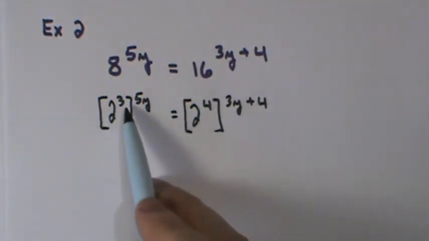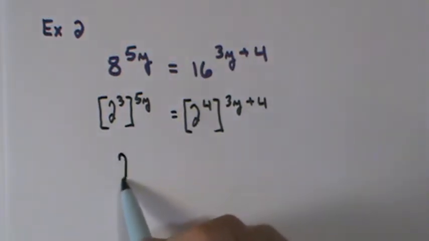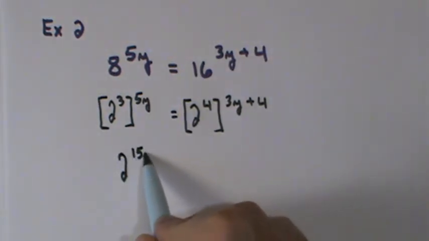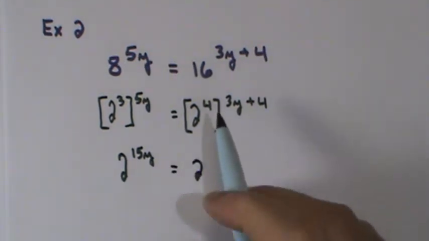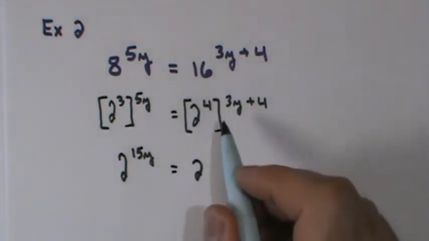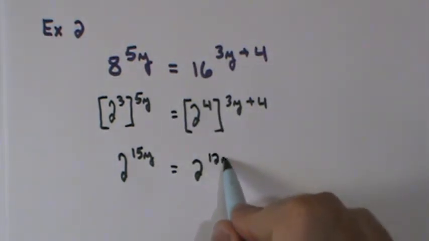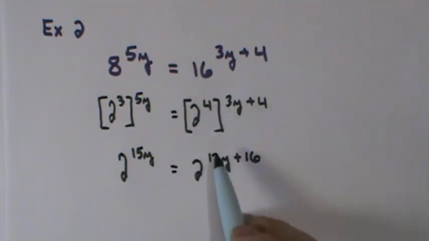I will need to distribute. This is power to a power concept. So I can say that this is 2 to the 15y equals 2 to the... Now, I'm going to have to distribute this. As I distribute this, this becomes 12y plus 16. 4 times 3 is 12y. 4 times 4 is 16.